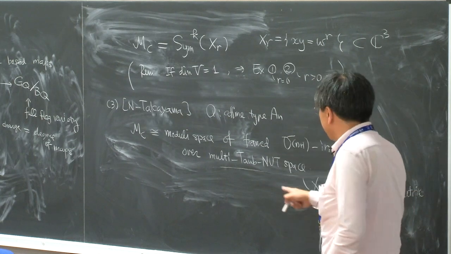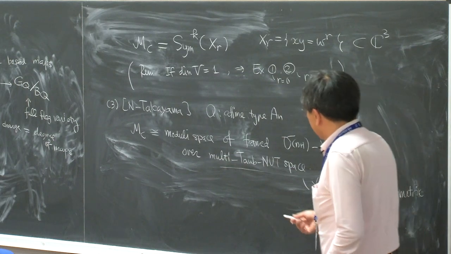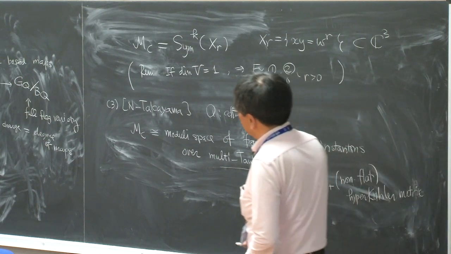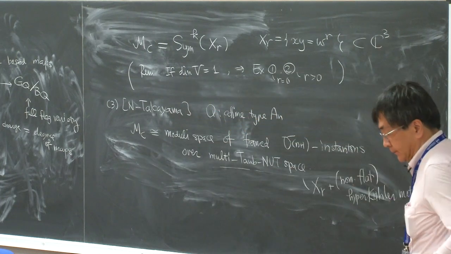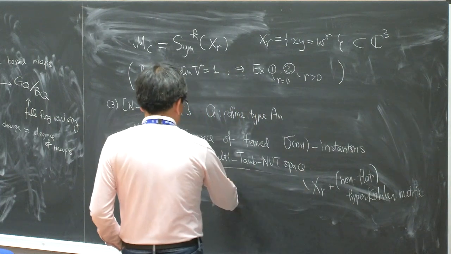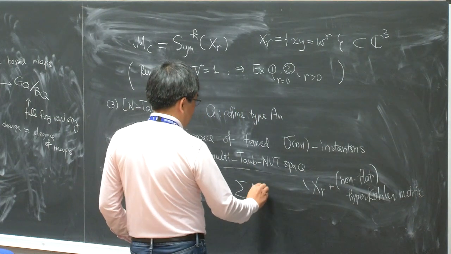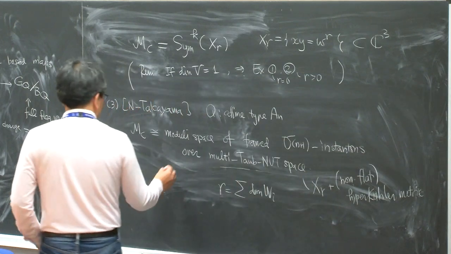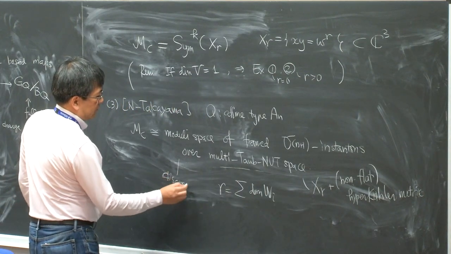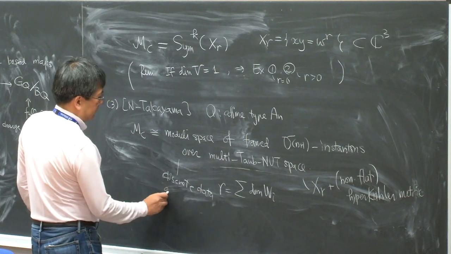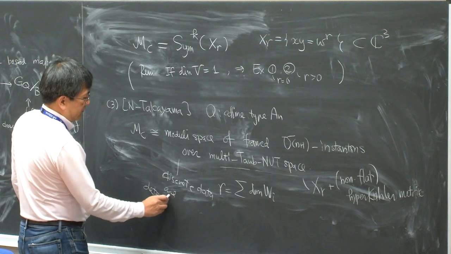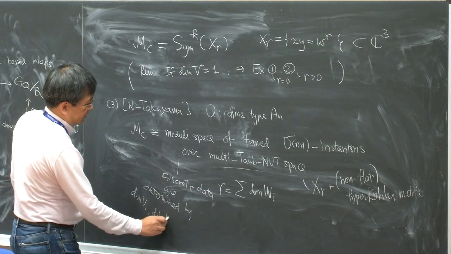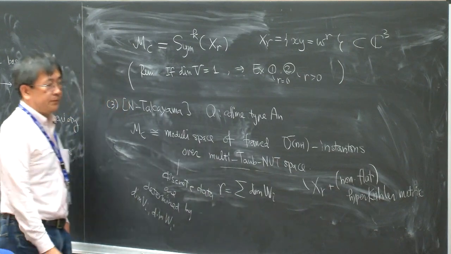So the notion of instanton depends on the choice of Riemannian metric. In particular, the Taub-NUT metric and the Euclidean metric have different asymptotic behavior, so the moduli space is different. And this R is in this case just the total sum of dimensions. And there's some discrete data determined by dimensions. Basically, these are Chern classes and some data for the framing at infinity.